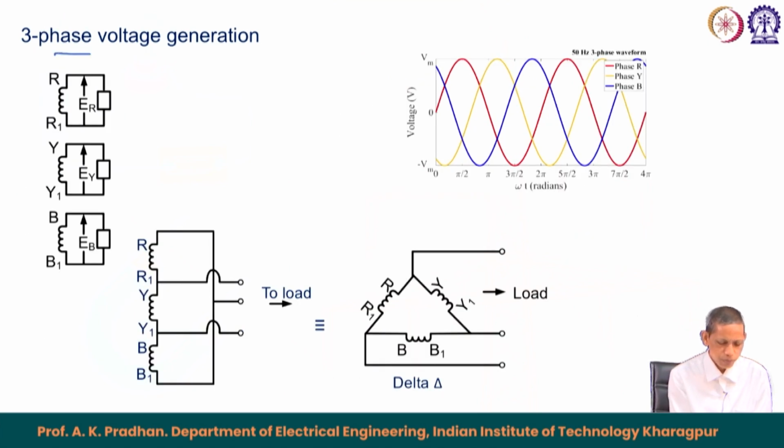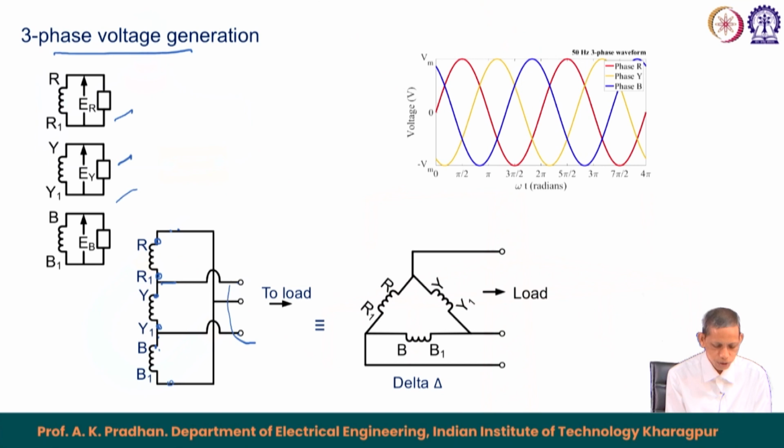Now, for the three phase voltage generation, the three phases can be connected in delta also. In this case we have R1 connected to Y, Y1 connected to B, and B1 connected to R. Then at the junction point of Y and R1 we have one terminal, at the junction of Y1 and B another, and at the junction of B1 and R another junction point.